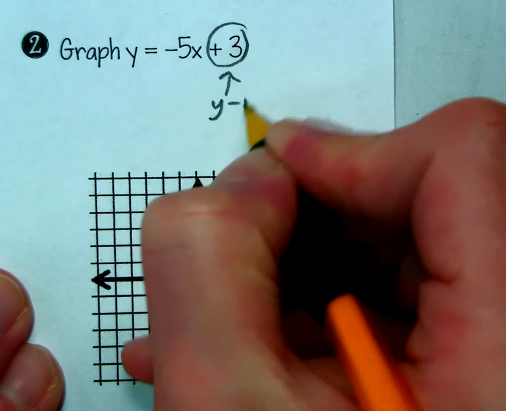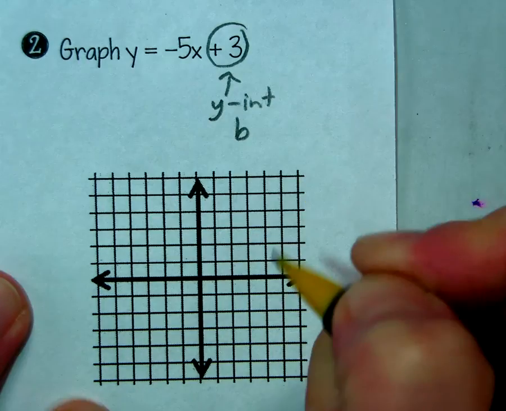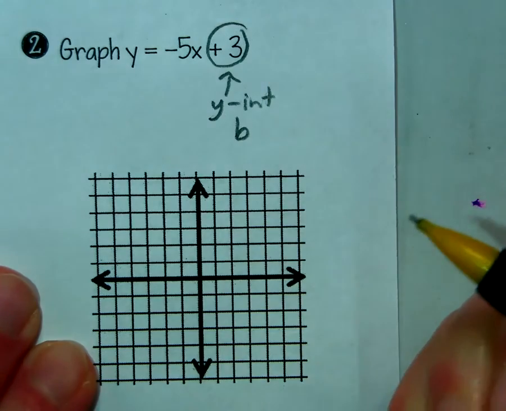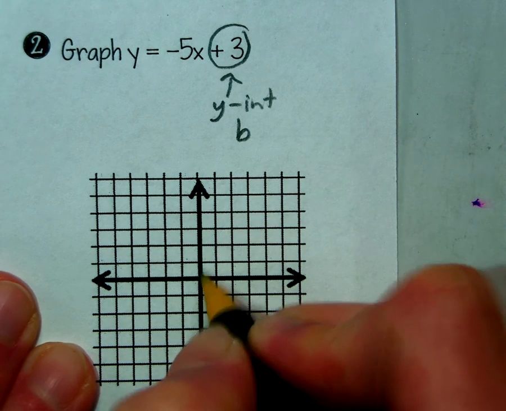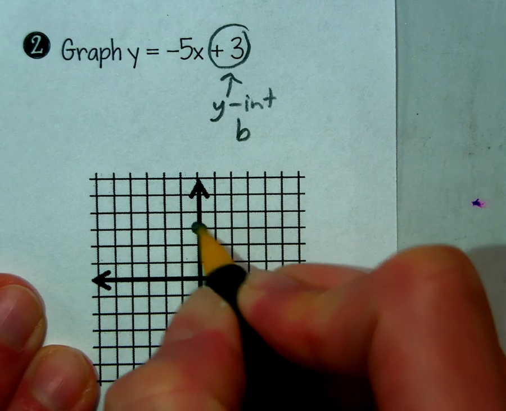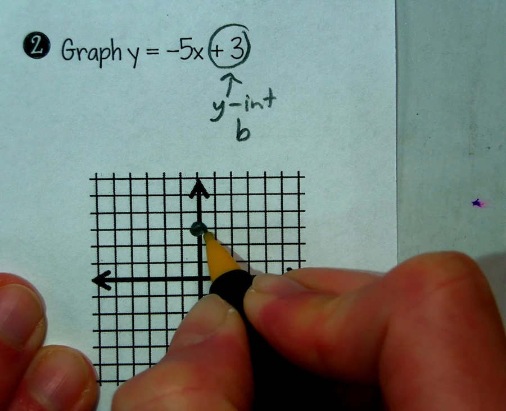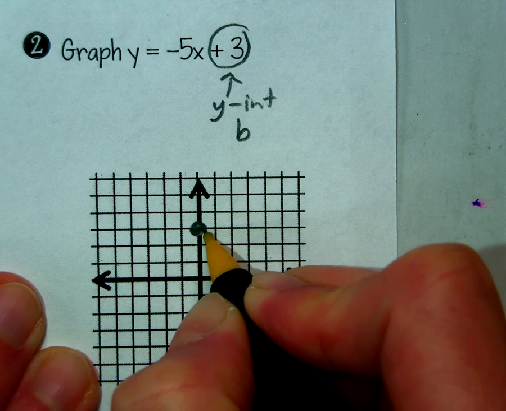So our y-intercept, our beginning point, our B, is at +3. So starting at the origin, we're going to go up 3. That's where that point goes, on the y-axis, because it's a y-intercept.